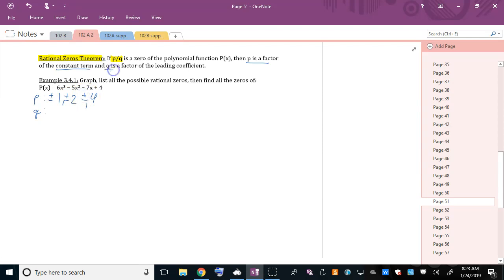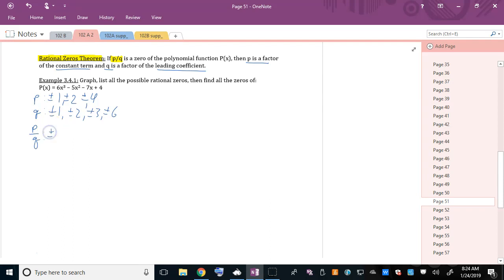So Q is a factor of the leading coefficient. So here my leading coefficient is 6. So things that multiply up to 6 are 1, 2, 3, and 6 itself. Now those are not necessarily the numbers I guess. The numbers that I'm going to guess are P over Q.